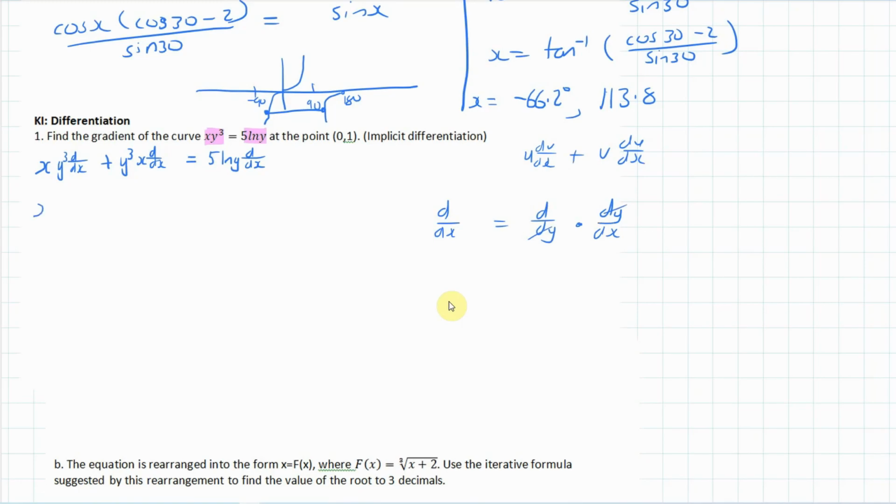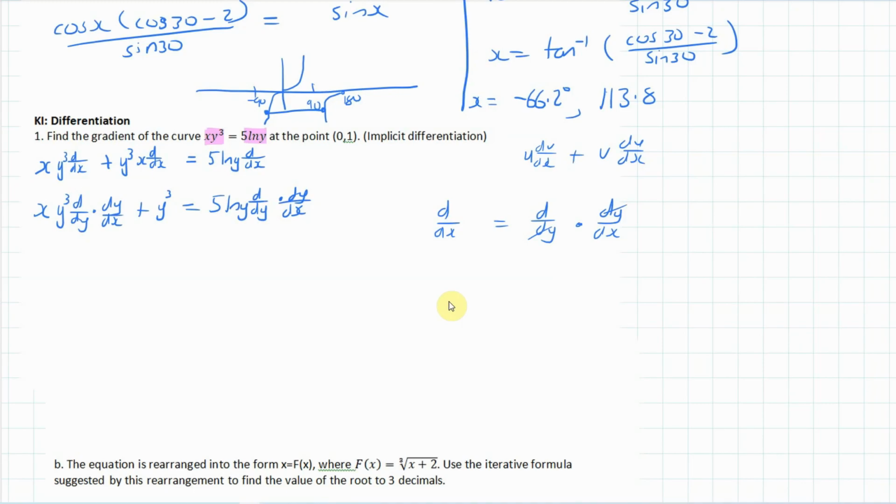So my next line, I'm going to write that instead of y cubed d dx, I'm going to write d dy times dy dx plus y cubed, and I can now just differentiate that x because it's with respect to x, so that's just 1, so that drops out. And then this 5 ln y I can write as d dy, so I can differentiate with respect to y times dy dx. Now I'm ready to do some differentiation.